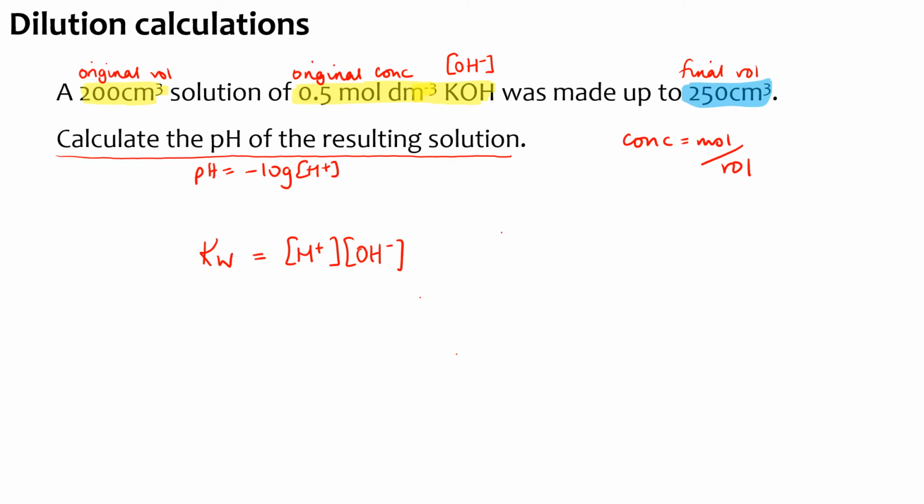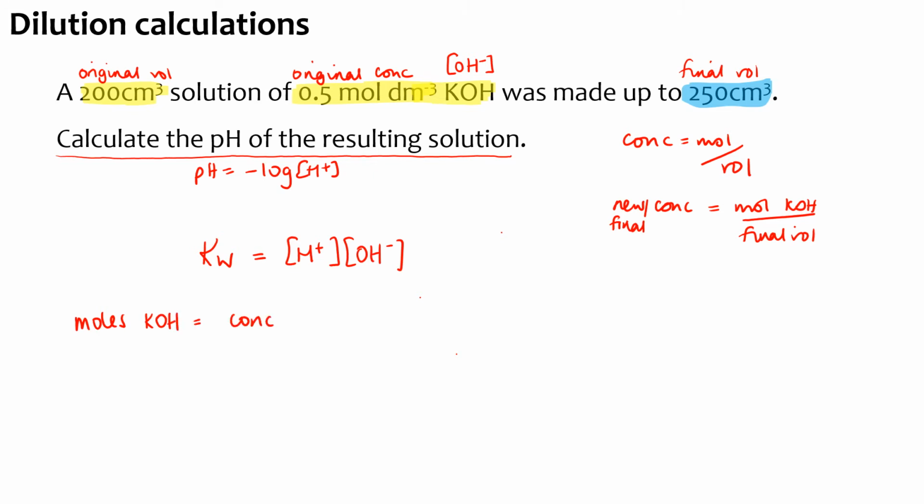So if concentration is moles over volume, we want to find the new concentration, or the final concentration. That's going to be the moles of KOH divided by the final volume. So final concentration, new concentration, same thing. Well, the moles of potassium hydroxide is not going to change because this is just in water. The potassium hydroxide is not reacting or interacting with anything. So what we can do, first of all, is we can find the moles of KOH.